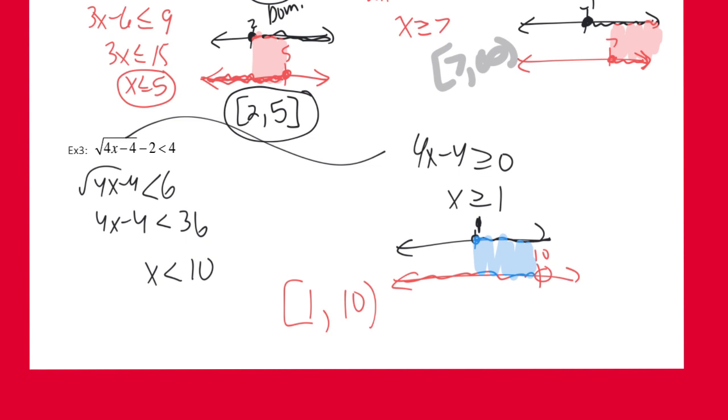So let's do that together. 4 times 3 is 12, minus 4, and that's 8, the square root of 8, and then minus 2. Guess what? That's 0.8. Yes, that's smaller than 4. Okay, so anything you try in that region would be true, but also real.